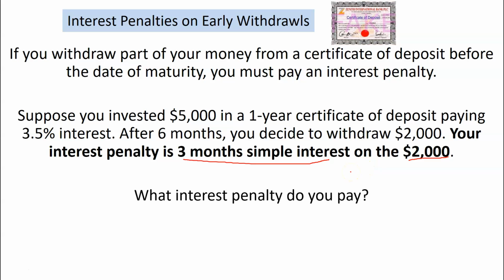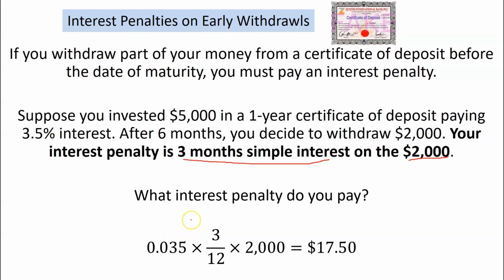Okay, so what interest penalty would you pay? Well, you'd pay your 3.5%. So it's your simple interest formula. Here's our interest rate, here's our time, here's now principal. Even though I know that's the principal, that's not the number we're using. We're using this number, only the amount you take out. Rate times time times principal, $17.50 would be the penalty.